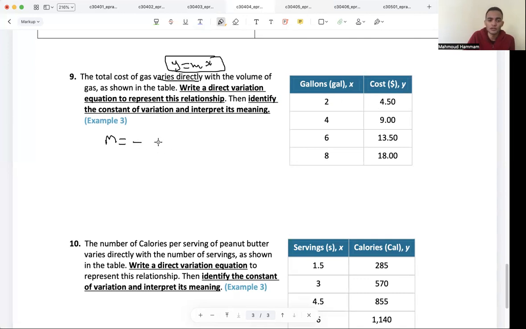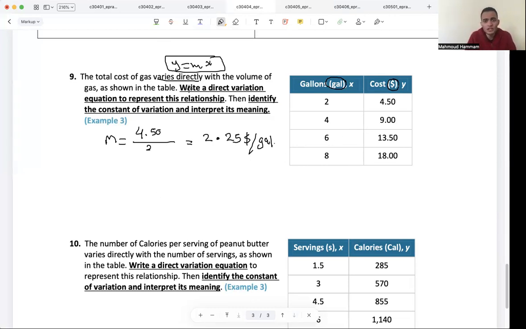So 4.5 divided by 2. Who can divide? This is as if it is 4.50. So 4 divided by 2 is 2. 50 divided by 2 is 25, and you will just keep the point. What did you divide? The dollars divided by what? Gallons, correct? So this 2.25 is dollars per gallon.